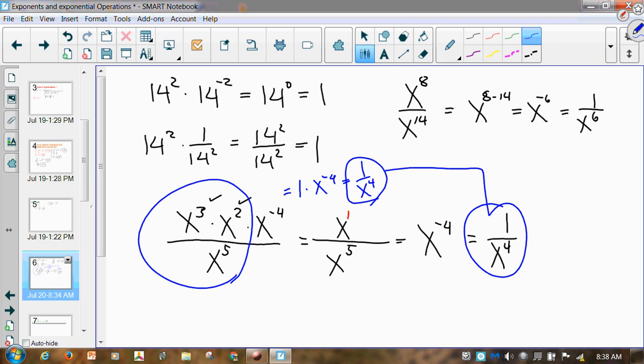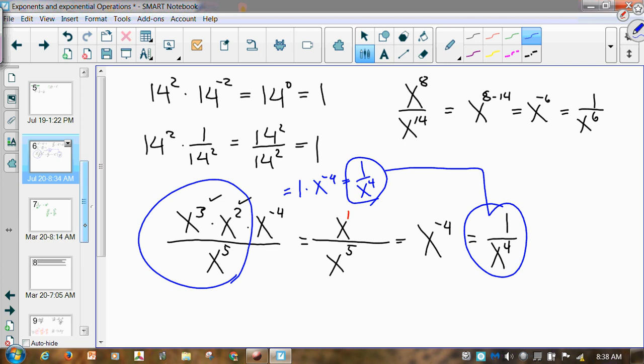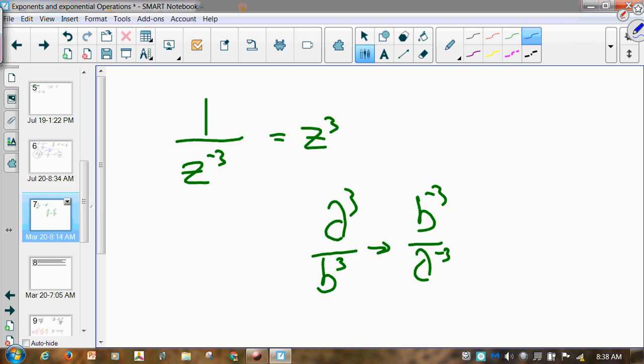Okay, so there's more than one way to approach many of these, and we're going to do a little bit more scrambled up example in a little bit where we combine all kinds of things and show you just how to take it step by step, one thing at a time, so that you don't get too messed up. All right, let's see. What did I have on this page? Okay, 1 over z to the minus 3. Okay, we talked about that already.